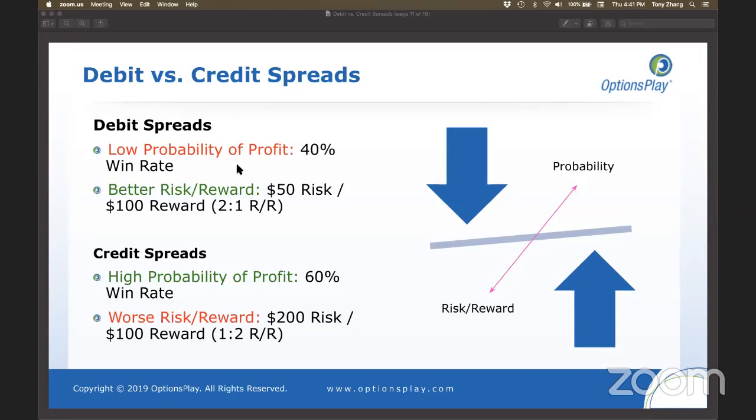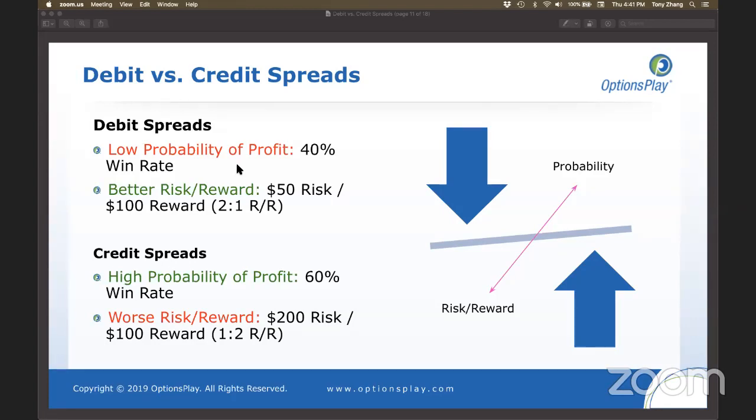So if you're wrong, you lose $50. If you're right on the trade, you make $100. But that's not going to happen as often. Conversely, if you sell credit spreads, it's just the exact opposite. For every $100 in reward that you collect, or $100 in income that you collect, you might be risking $200 on the back end of that. But they have higher probability of profit. So you might win more often than not, but in the lower chances that you lose, you lose more money.